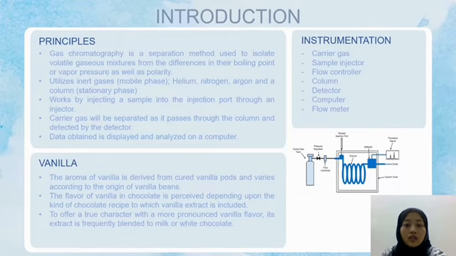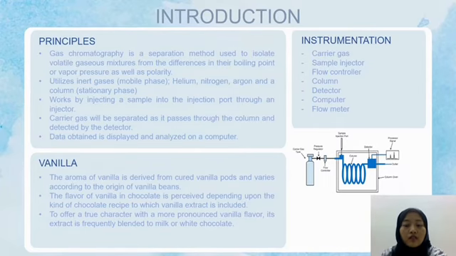This method works by injecting a sample into the injection port through an injector. The mobile phase carrier gas will be separated as it passes through the column as the stationary phase and cast in thermostat oven, which will then be detected by the detector. Data obtained is displayed and analyzed on the computer. The instrumentation for this method are carrier gas, sample injector, flow controller, column, detector, computer, and flow meter.